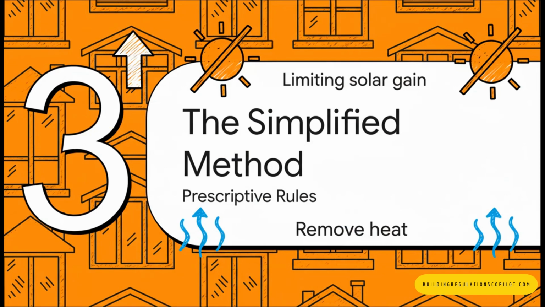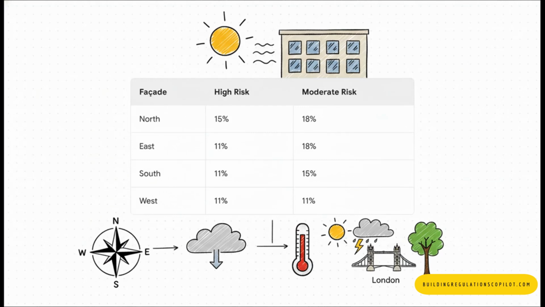So let's dig into that first option, the simplified method, because honestly, this is the route most projects are going to try to take first. It all comes back to hitting those two big goals we talked about, limiting the heat that gets in and having a way to remove it. First up, limiting that solar gain. The main tool here is putting really strict limits on how much glass you can have. And just look at the difference here, it's pretty wild.